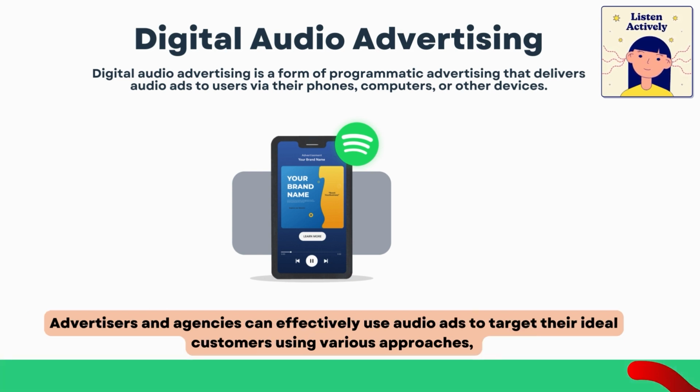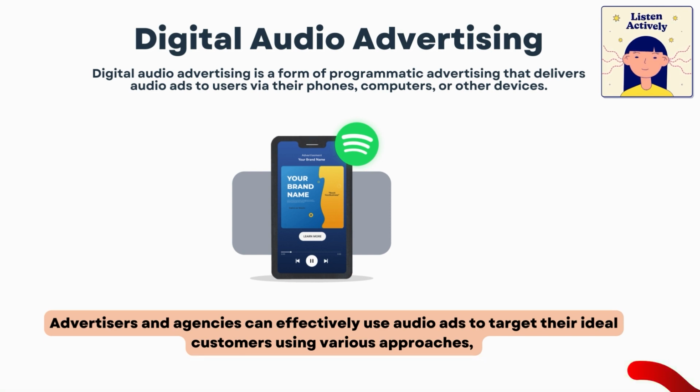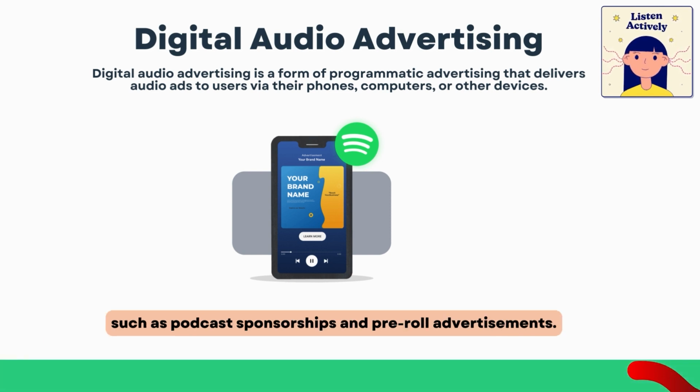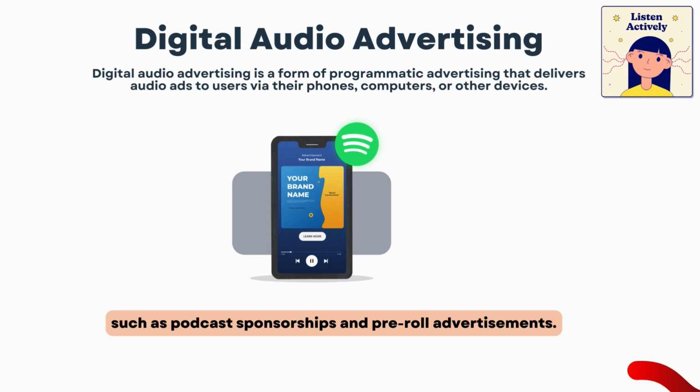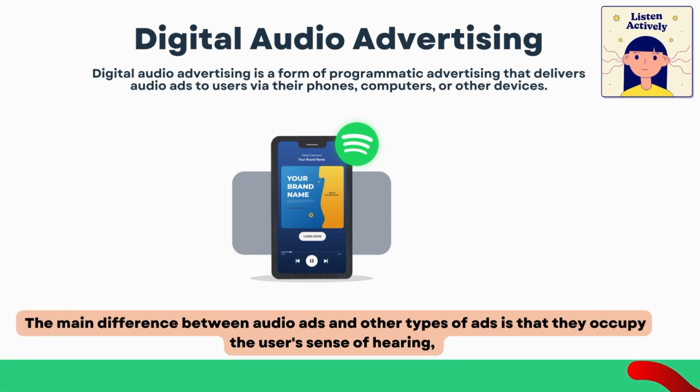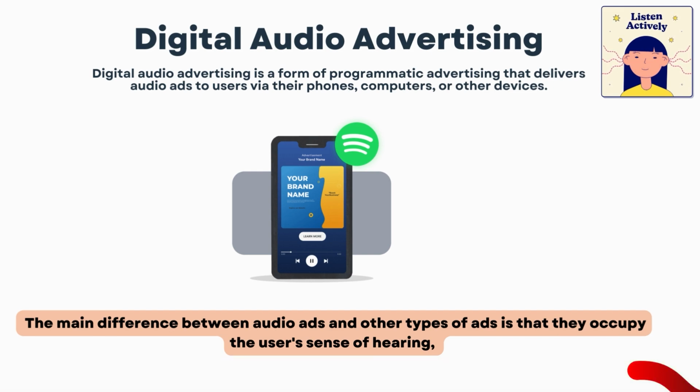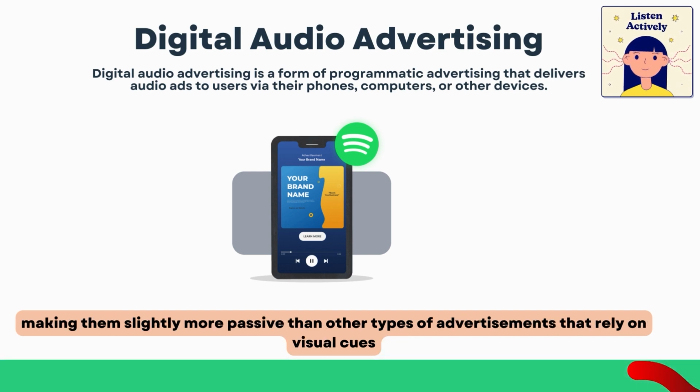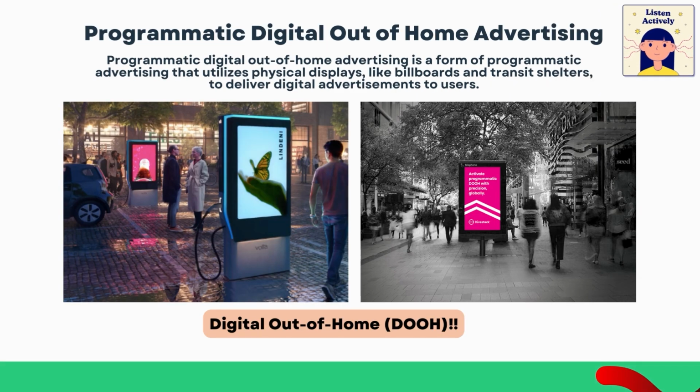Advertisers and agencies can effectively use audio ads to target their ideal customers using various approaches, such as podcast sponsorships and pre-roll advertisements. The main difference between audio ads and other types of ads is that they occupy the user's sense of hearing, making them slightly more passive than other types of advertisements that rely on visual cues.